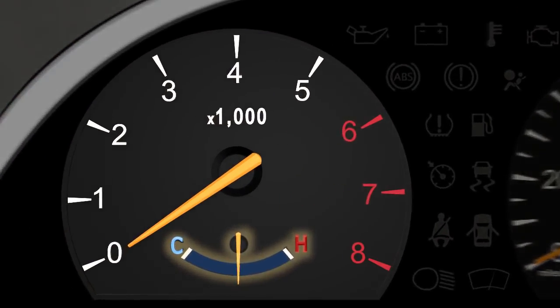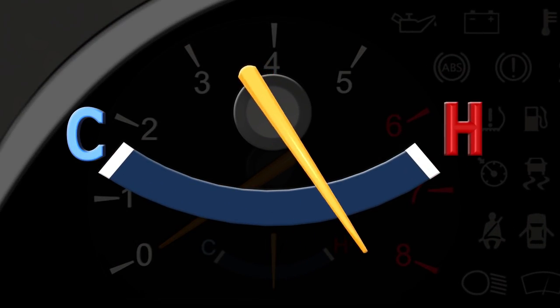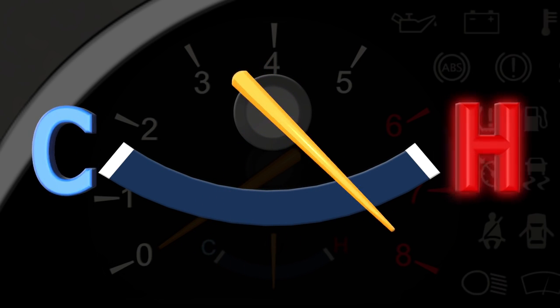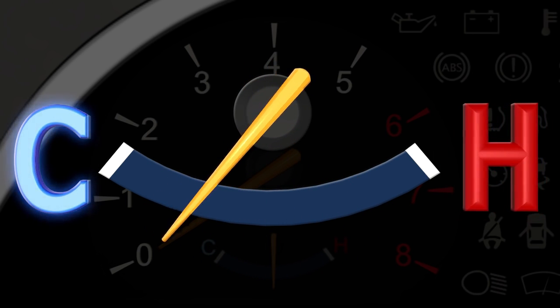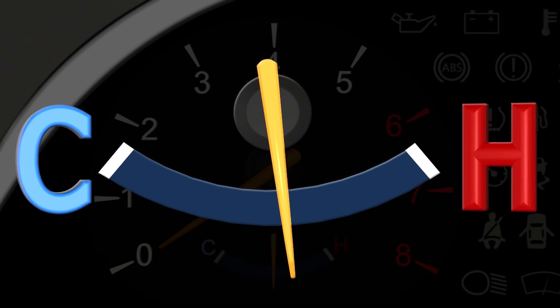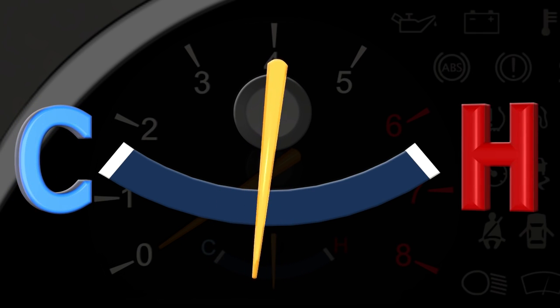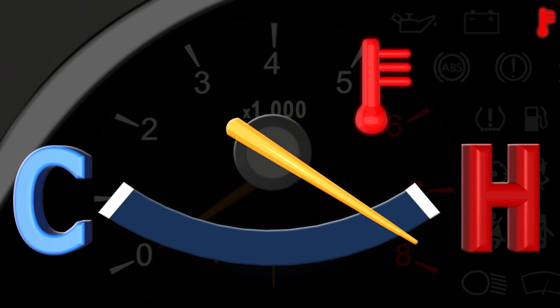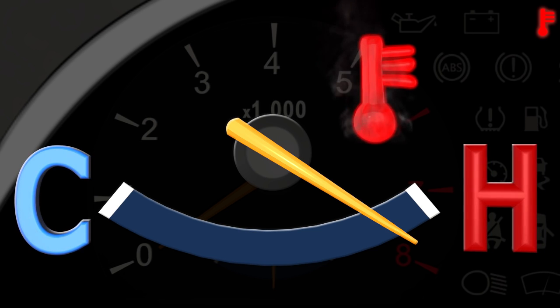Next, take a look at the coolant temperature gauge. This gauge identifies the coolant temperature in your vehicle, ranging from hot to cold. The needle is usually pointing in the middle between the H and C. If the needle begins rising on the hot side, the check temperature symbol may appear on the dashboard, indicating the coolant is hot and the vehicle may begin to overheat.